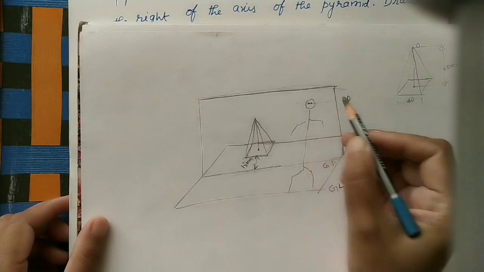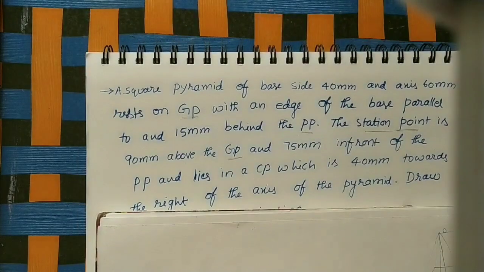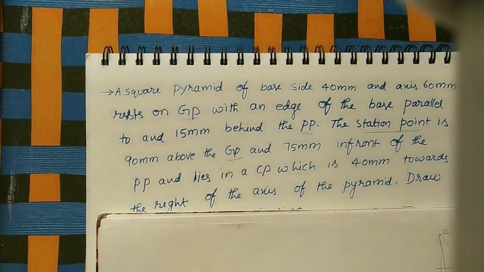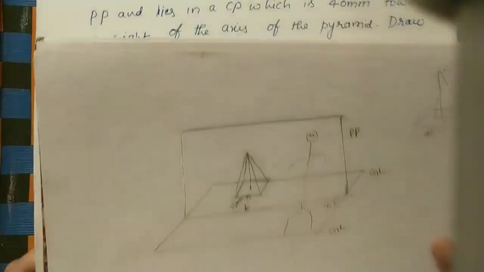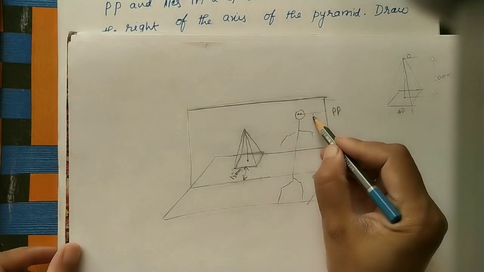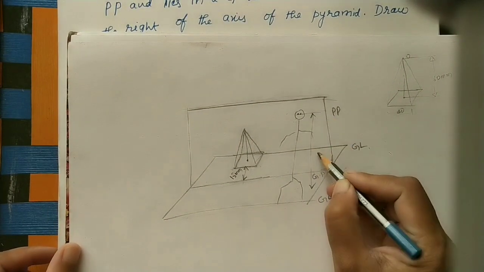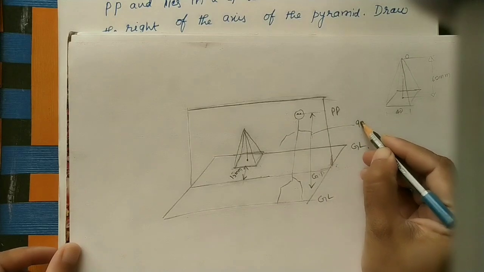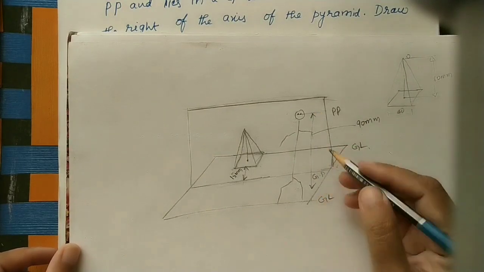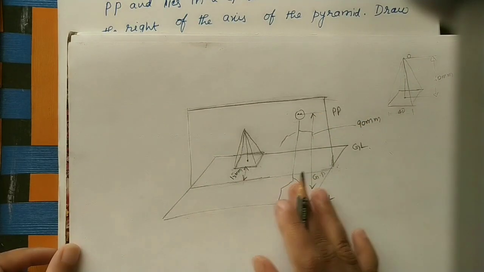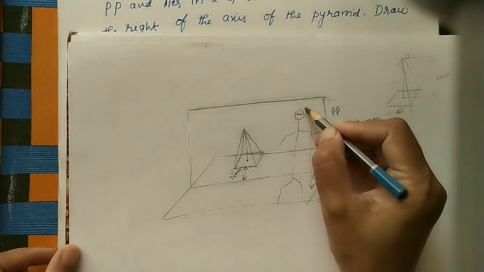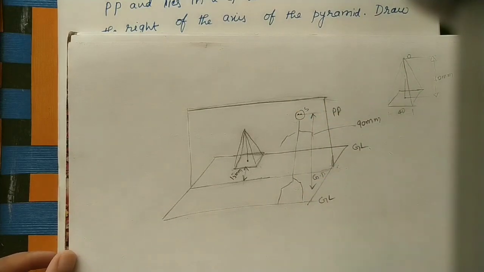Okay, eyes. This station point is how much distance from GP? 90 mm above the GP. Station point is okay. So his eyes are 90 mm from the ground plane like this. Roughly I am marking. So outside I am marking this dimension, 90 mm from ground plane. He is standing on the ground plane. Station point, this is S. Okay, so it is 9 cm.